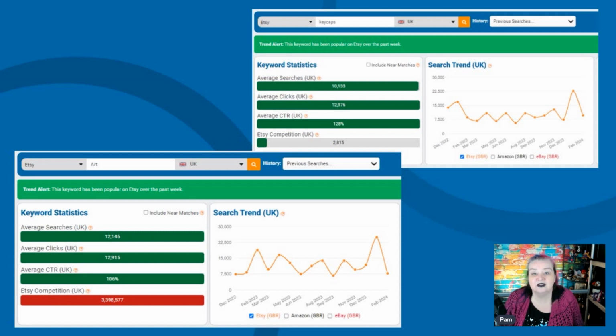And art's also dipped back down, but it was strange to have art ranking quite so high last month. There are still loads of great art-related search terms that are popular on Etsy. We'd not recommend focusing on the very broad single-word keyword of art, but that does show us that buyers love all sorts of art on Etsy.